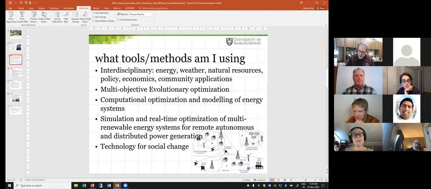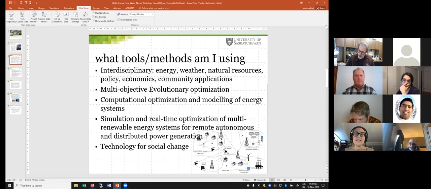I'm looking at all types of weather. I'm looking at natural resources, but I discovered in my work that I can't get very far along in the technology if I don't have policy to support the work, because it is so integrated to the land, to the people, to the communities where these projects are implemented. So I spent a lot of time working in energy policy as well to understand how I could better implement technology. And of course, this brought in economics and community applications.